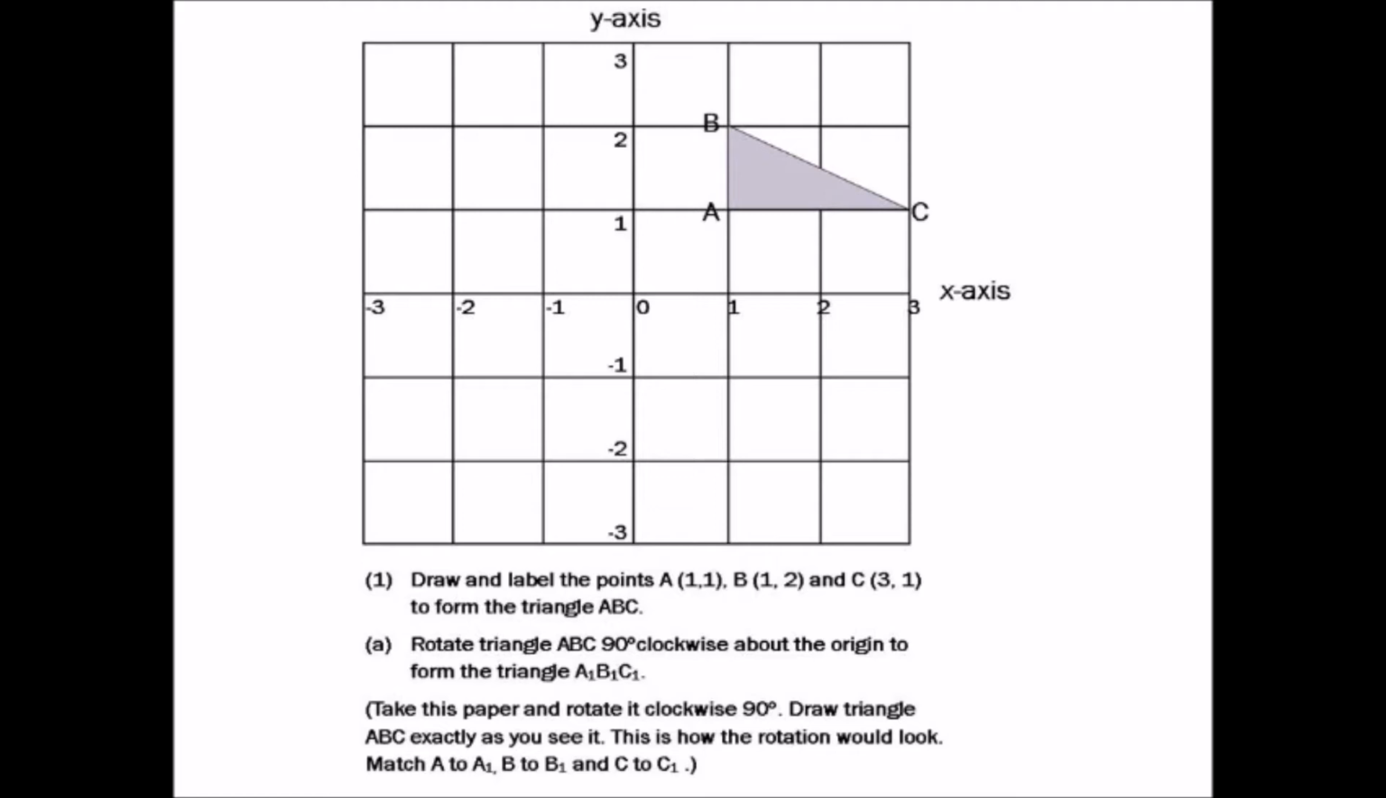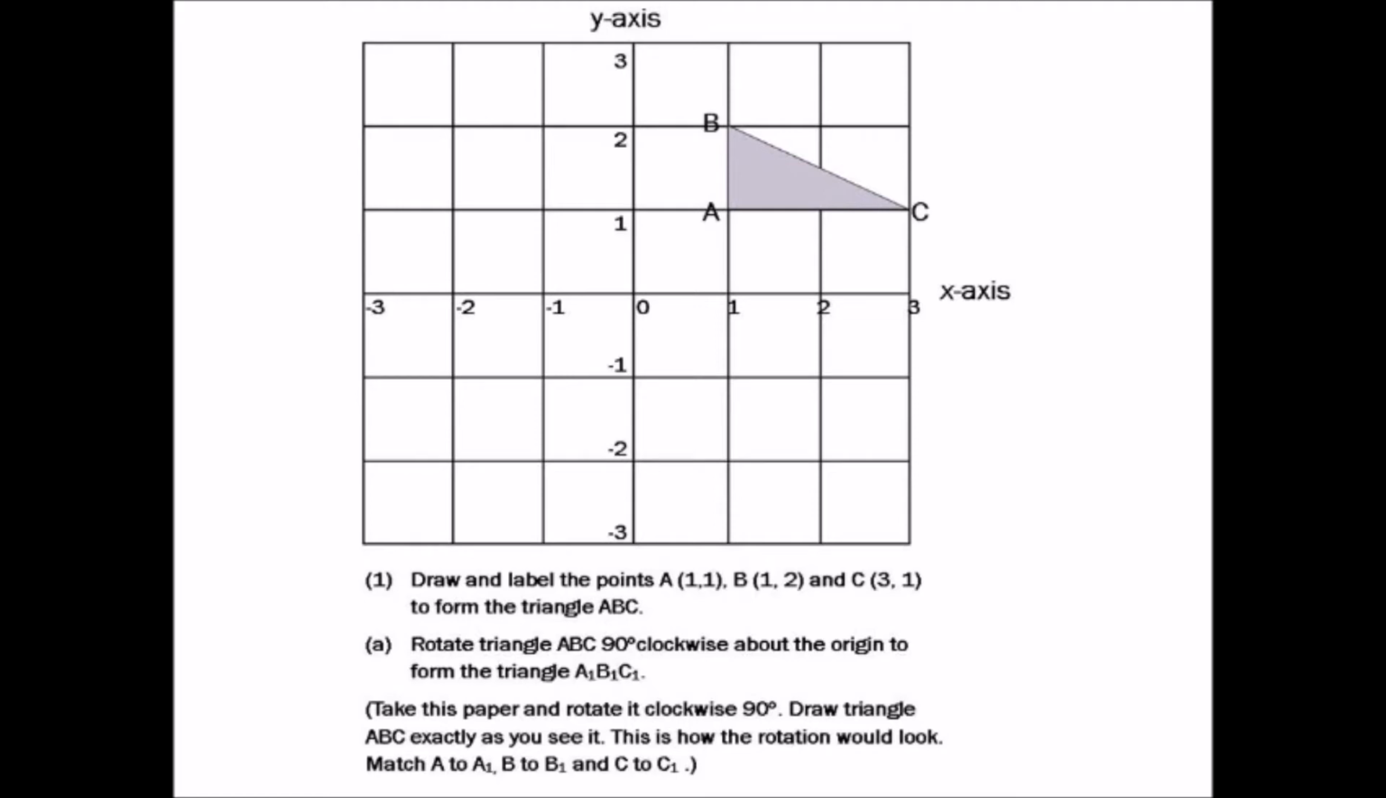Now rotate triangle ABC 90 degrees clockwise about the origin to form triangle A1, B1, C1. Take the paper and rotate it clockwise 90 degrees. Return the paper to the left 90 degrees. Draw the triangle exactly as you see it. This is how the rotation would look. And you match A to A1, B to B1, C to C1. But turn the paper and do that first. Draw it with ABC as you would see it. That's the first step in order to get this done properly.